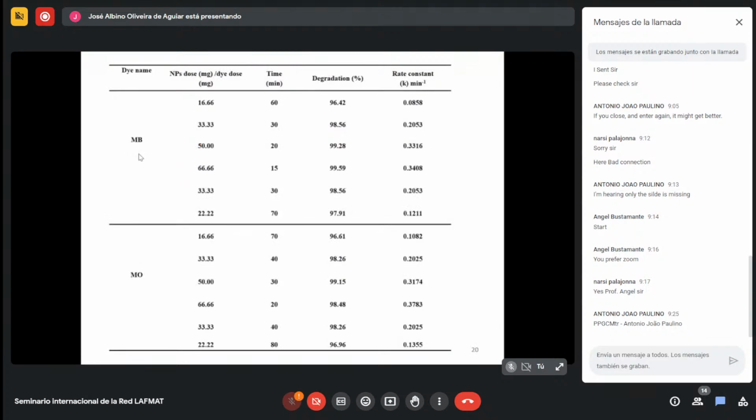This is the table of the effect of the dye and the effect of the catalyst. As the amount of catalyst increases, the degradation time decreases and the rate constant increases. As the dye concentration increases, the percent of dye degradation decreases and the rate constant increases.